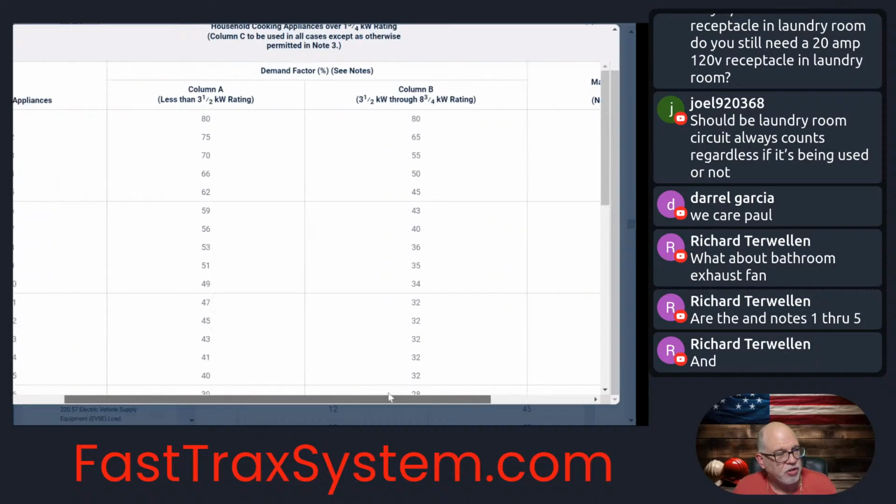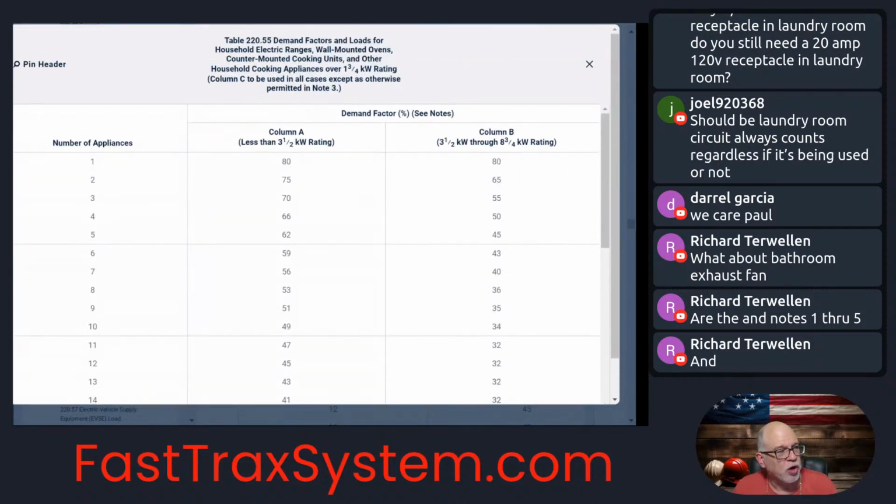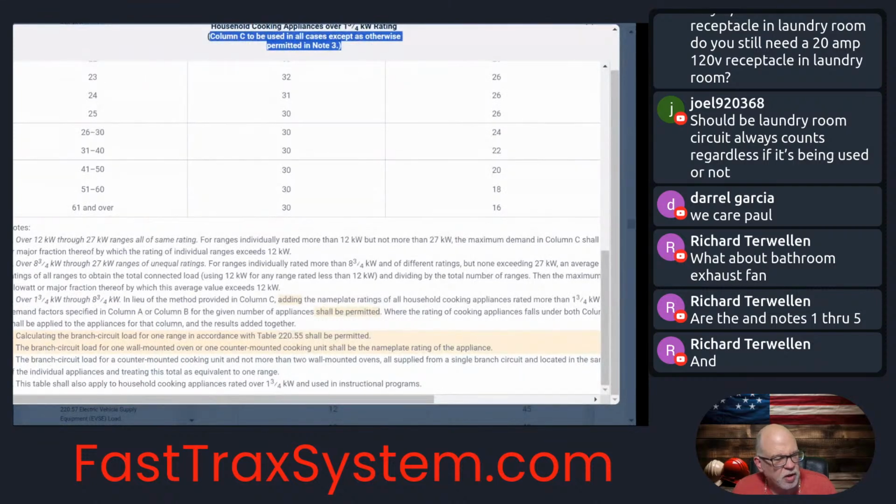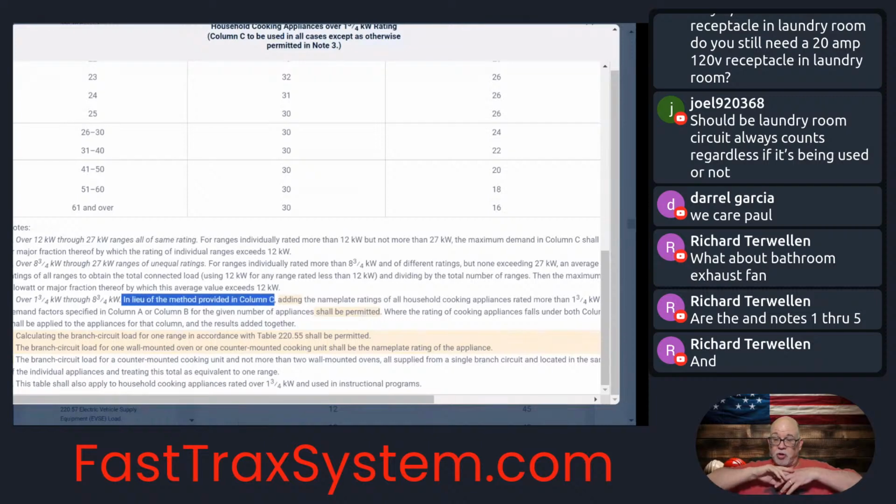Okay? All right, so now for us, since we're going to be able to use column B, because ours is both a 7 and a 6, so it falls nice and nifty between these two values, we're going to use this rule and it says that we can use note 3. The reason for that is if you come down here and look, for note 3, it says if it's over 1 3/4 through 8 3/4 kW, it says in lieu of the method provided in column C. So that confuses people, but that's what in lieu of means.